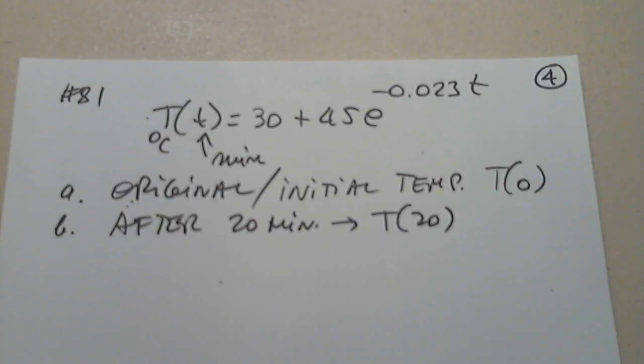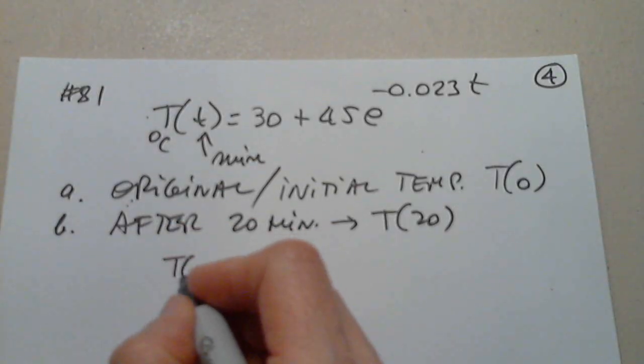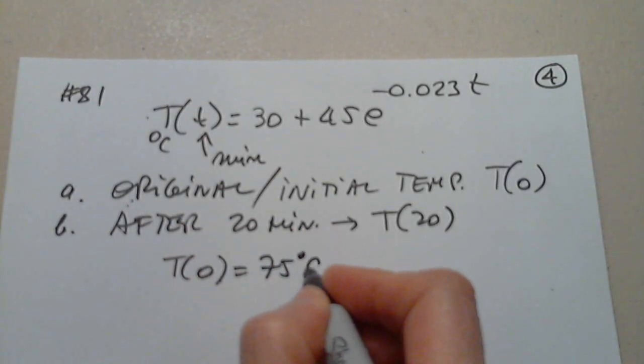Negative 0.0323, sorry. X and close. Make sure the function is entered correctly. Yes, 30 plus 45, e to negative 0.0323x. And all I have to do is second and table, go to 0, and go to 20. So the first one, T of 0 equals 75 degrees Celsius.